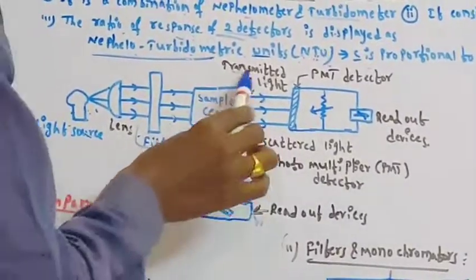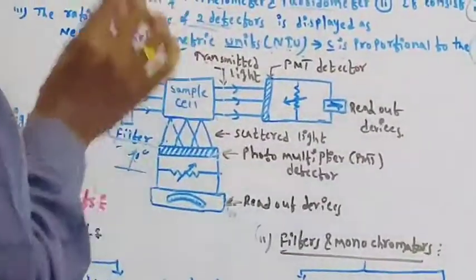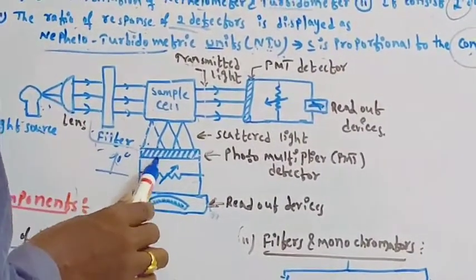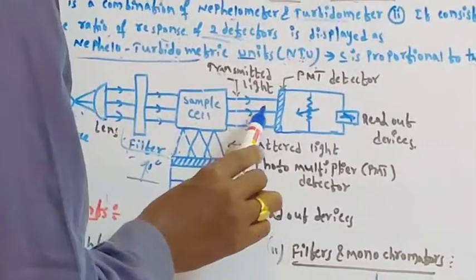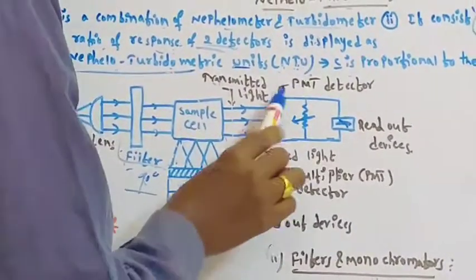Okay, so this will be the nephelometer. Here, scattered light is measured using one detector. Another way, transmitted light, that is unscattered light, will be measured using another detector, another photomultiplier tube detector.